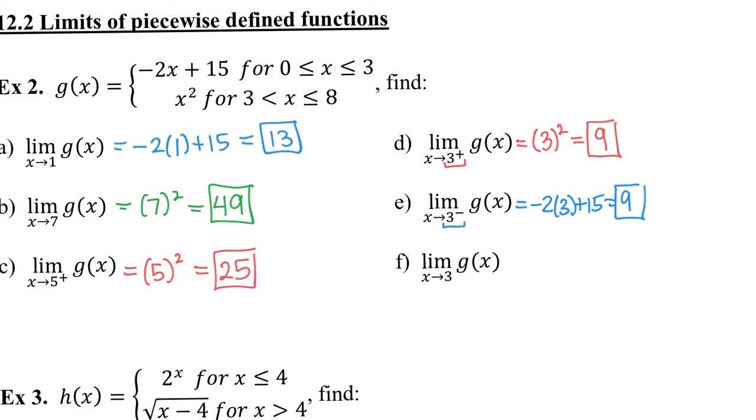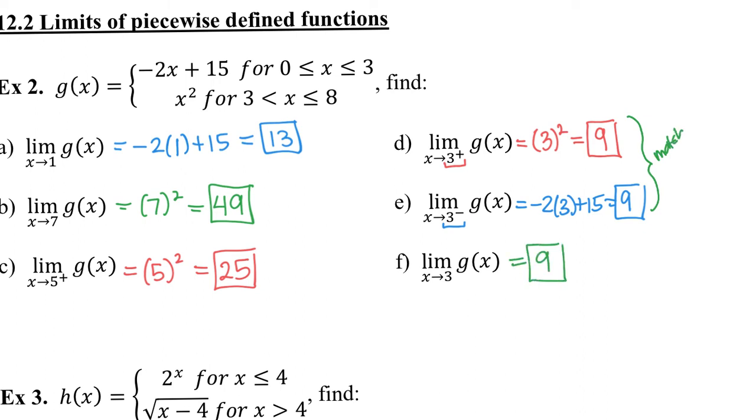Now, what is the limit as x approaches 3 of g of x? And when I find the limit, remember, I don't really care what happens exactly at 3. I care that on the left and right, they're matching. So in this case, because these match, then the limit as x approaches 3 is 9.